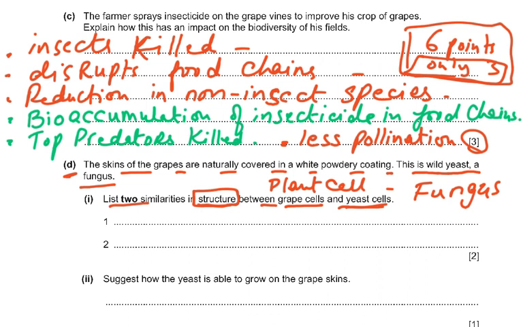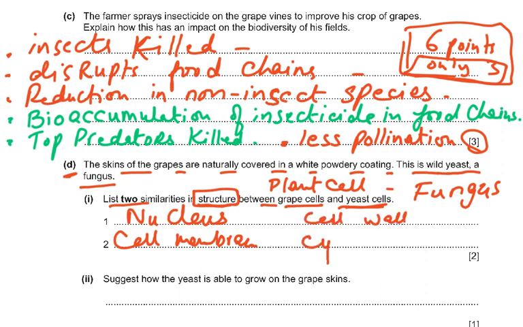So both of them have a nucleus. Both of them have cell membrane. Both of them have cell wall. Both of them have cytoplasm. But if you said one photosynthesizes and one does not photosynthesize, well, that means you didn't even read the question properly. So any two out of these, there are actually 4 points, but any two of these.